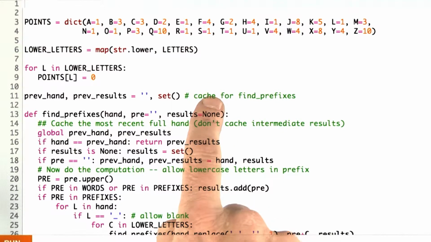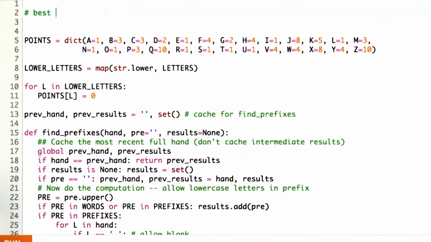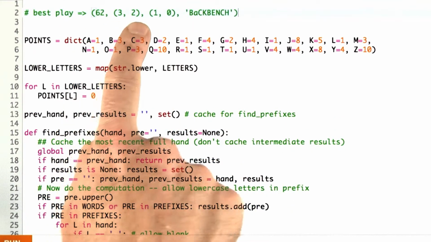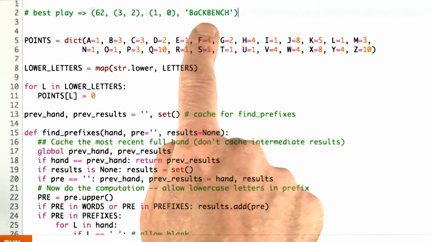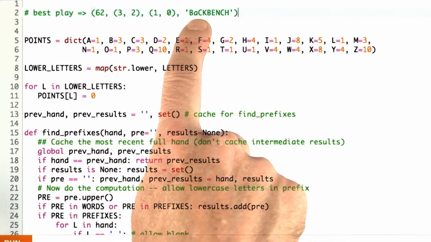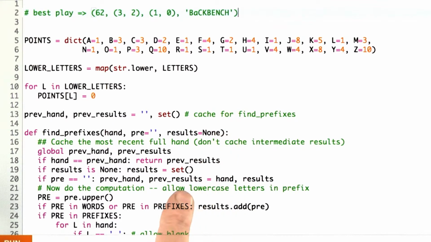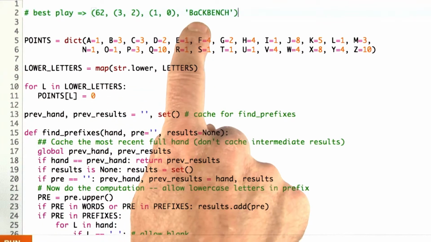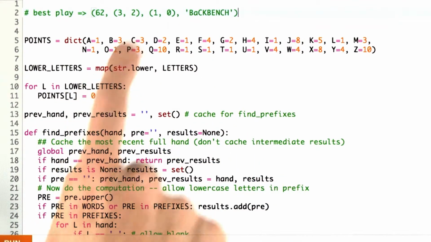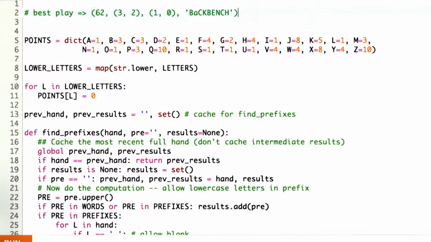And now my plays are going to be words that include lowercase letters in them. So the best play might be something like this, where we have the score, the location, the direction, and the word includes a lowercase letter. Because I've taken that approach, and because I've defined the value of a blank to be 0, it turns out I don't have to change calculate score at all. I can leave that alone. The only things I need to change are find prefixes and add suffixes.